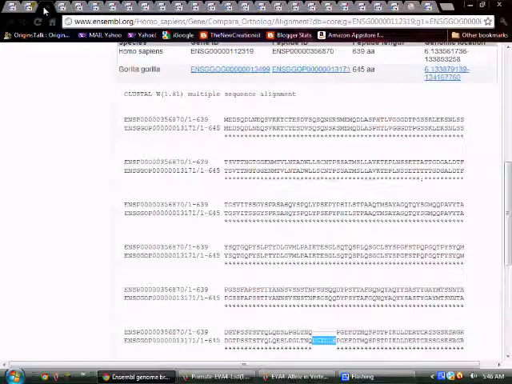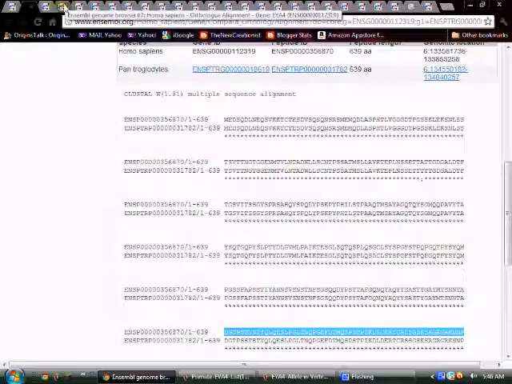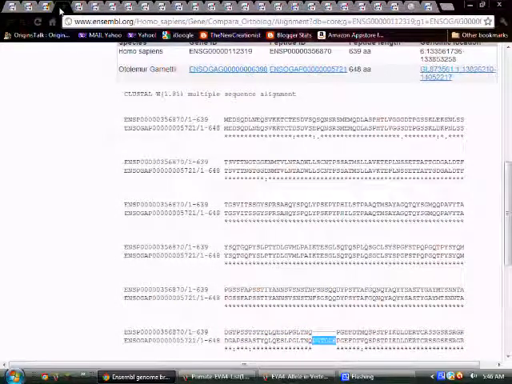One evolutionary hypothesis which needs to be investigated is that, as opposed to this sequence being an insertion in the gorilla genome here, it's actually a deletion in the evolutionary line which leads to humans and chimpanzees. In order to investigate that, what we're going to do is look at the other primates first, and then other mammals and other species.